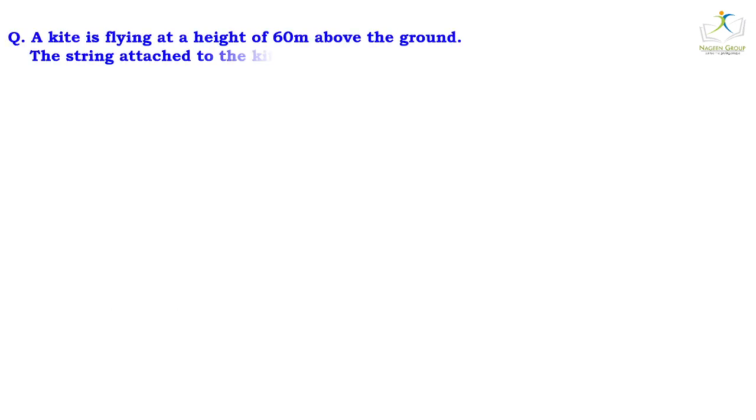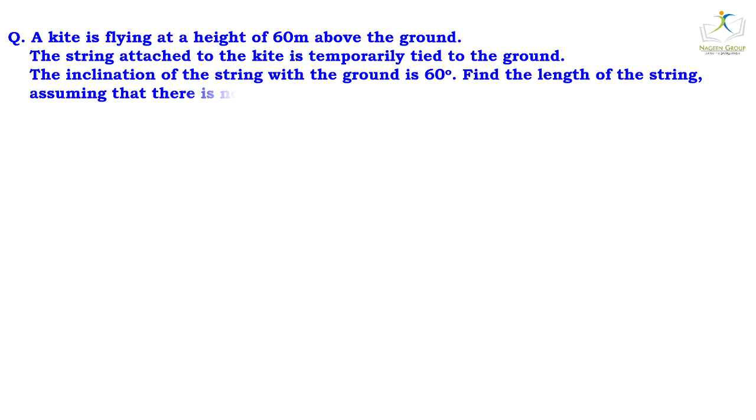Now, a kite is flying at a height of 60 meters above the ground. The string attached to the kite is temporarily tied to the ground. These all questions are NCERT questions, right? So first I have taken the simplest one and then we will move to the difficulty level. Now here is a difficult one. The inclination of the string with the ground is making an angle of 60 degrees. Find the length of the string.